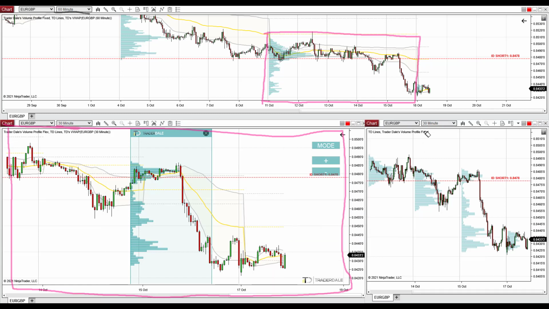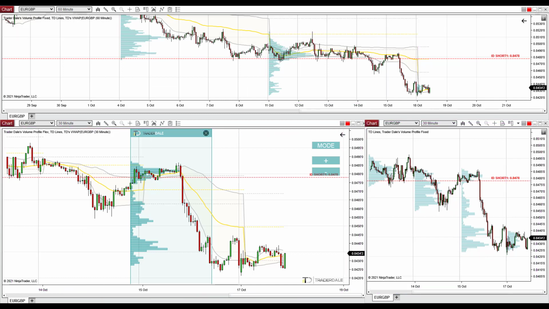And the last chart is also a 30-minute chart, and it shows daily profiles, which means that each day a new volume profile gets automatically printed. So that's the layout I use. Those charts are linked, they always show the same trading instrument, and they show the complete picture of that trading instrument. So let's check out the Euro British Pound.